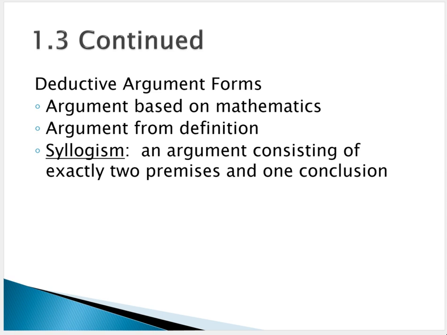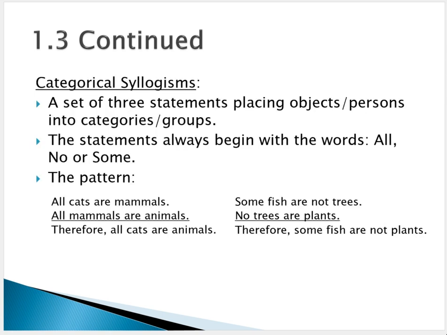Deductive argument forms. There are specific forms for those arguments based in mathematics, arguments from definition, and again, the syllogism. A syllogism is just an argument that consists of exactly two premises and one conclusion. You're going to see patterns in these. We're going to talk a lot about syllogisms later, but they have a very specific pattern. A categorical syllogism is a set of three statements that places objects or persons into categories or groups, and it's going to use words like all, none, some, no, those kinds of words.